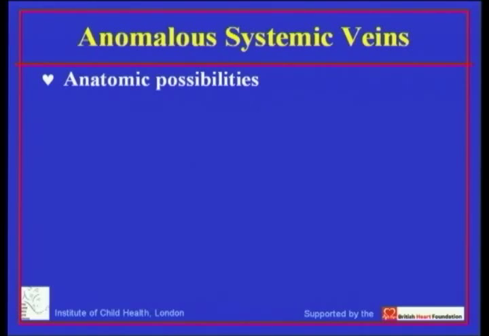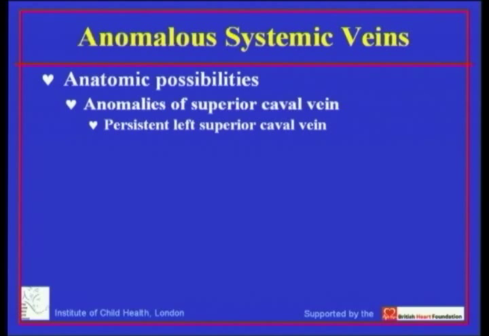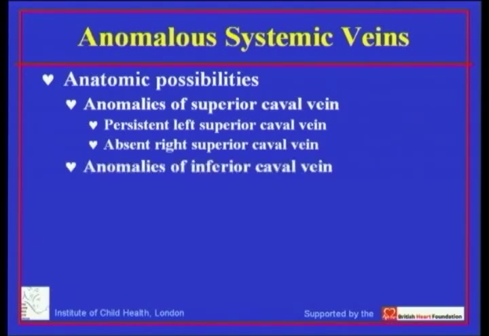And here we simply list the anatomic possibilities. So we can go through and create a list. Anomalies of the superior caval vein, of which the most common is persistence of a left-sided superior caval venous channel. And in presence of a persistent left-sided channel, on occasions, the right superior caval vein can itself be absent.